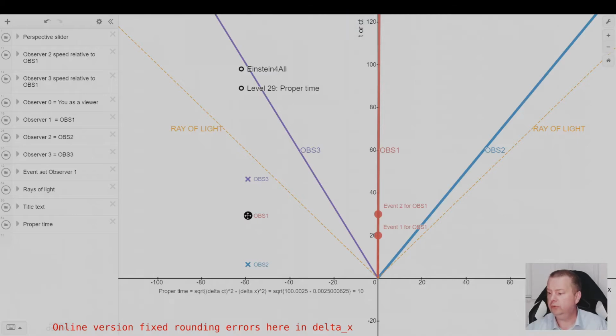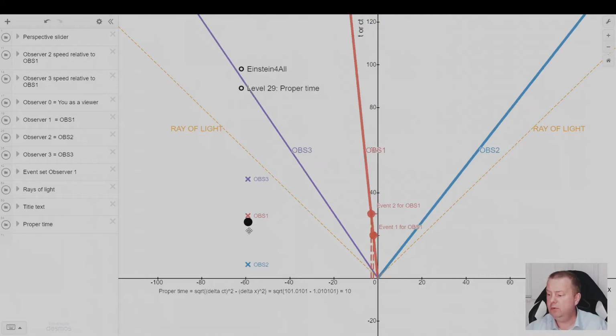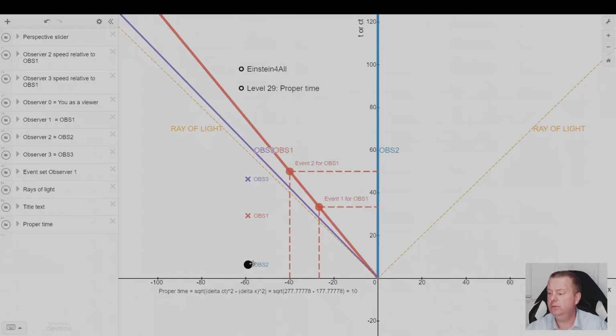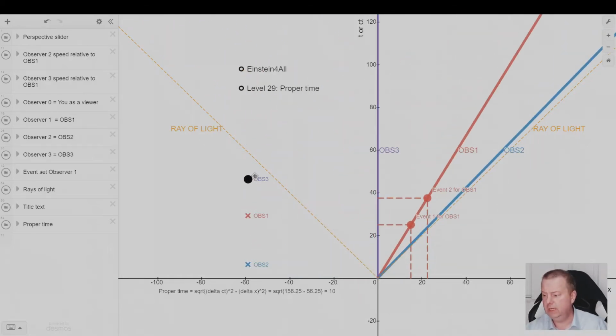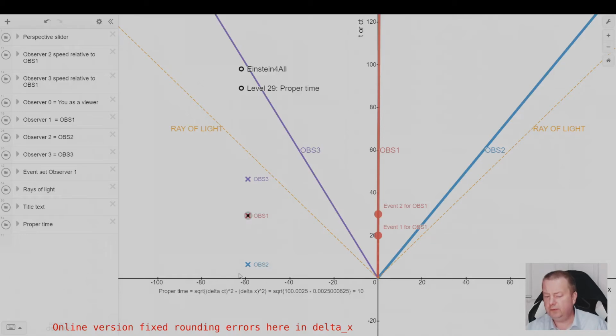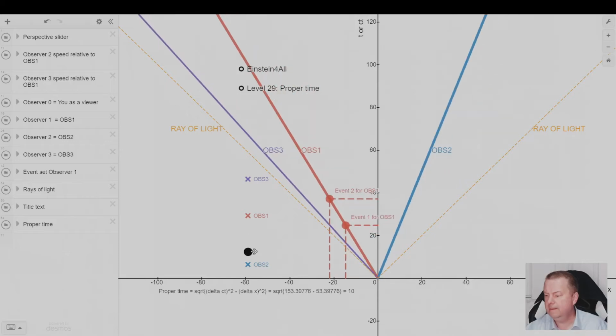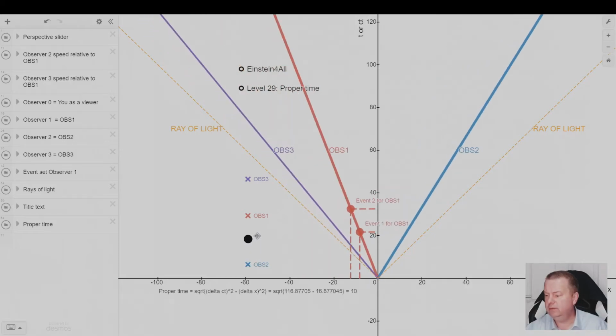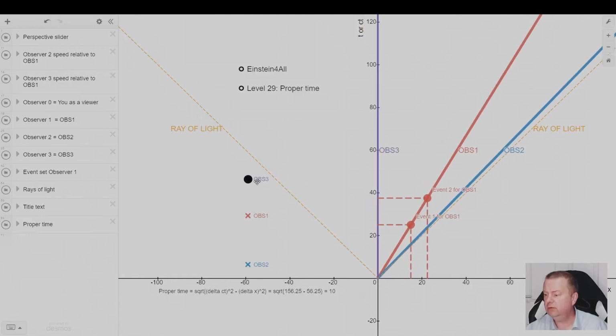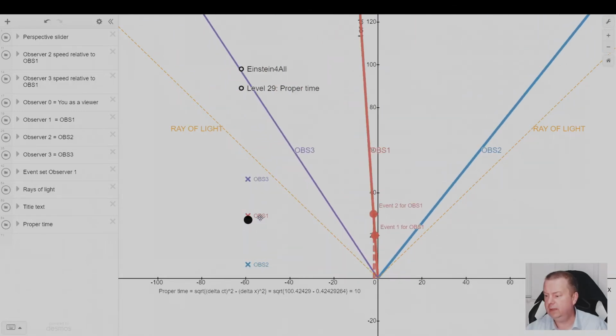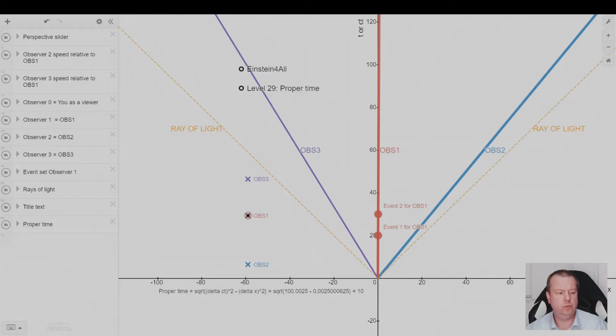You can put your cursor on the perspective slider, move it down for observer 2, move it up for observer 3. And here below you will find the equation for proper time. I could not put in a nice looking equation, but you see here square root of delta ct squared minus delta x squared, and you will see it's always 10, no matter in which perspective we are. The delta t and the delta x's vary, but the proper time is always 10, no matter what you do. So that's proper time.